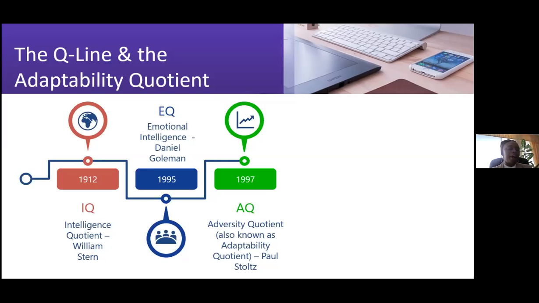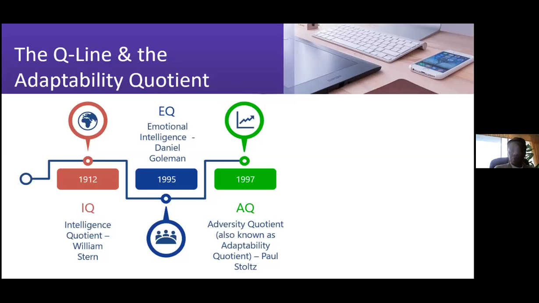Well, what we found as of late, within the past 30 years or so, is that IQ is something you really are not able to change. Your IQ, once it reaches a certain level, that's it for the rest of your life. In 1995, we were introduced to emotional intelligence, or the emotional quotient, by Daniel Goleman.